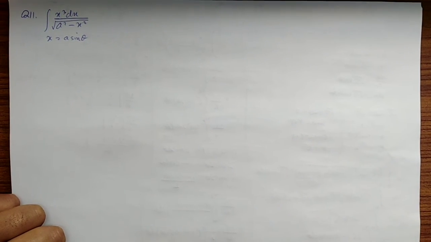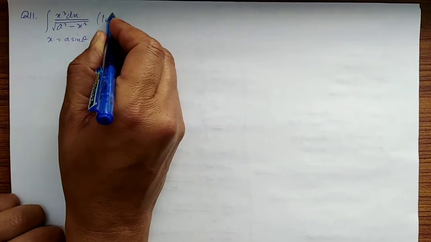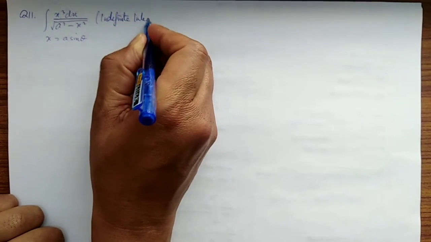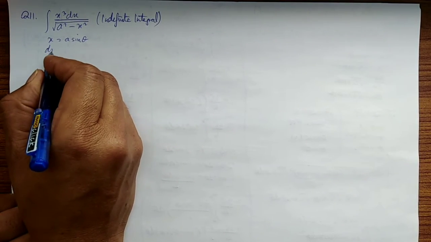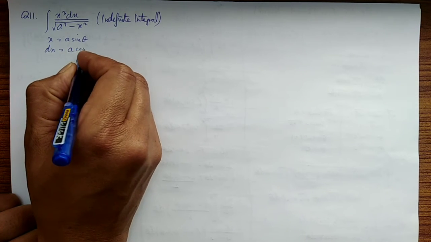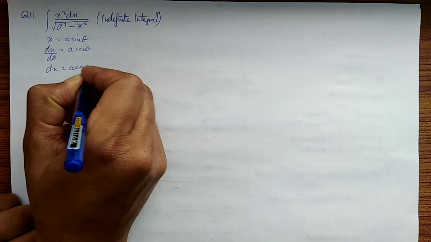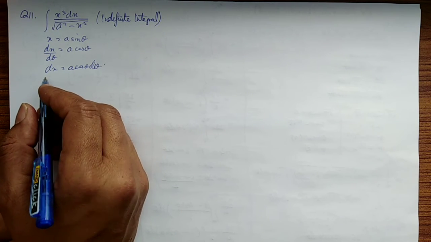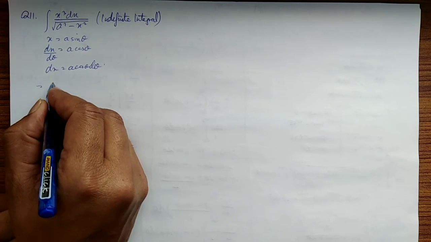Okay guys, now solving this question, which is a question of indefinite integral. So x equals a sine theta, dx equals a cos theta d theta. So dx equals a cos theta d theta, right? So to put the value in x cube and all other parts, let's substitute the values.